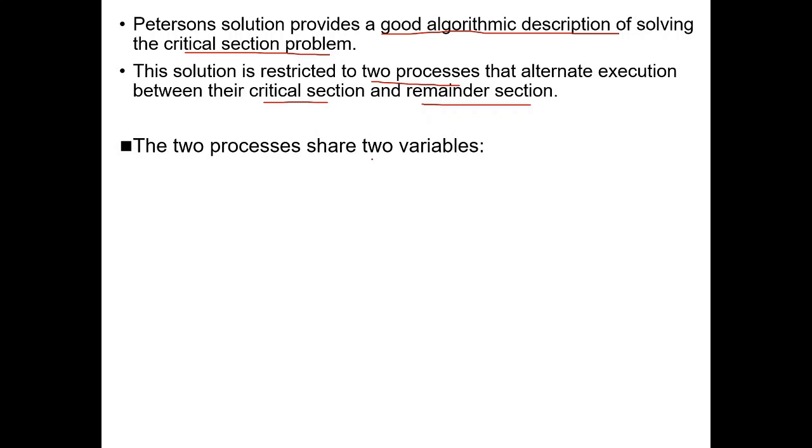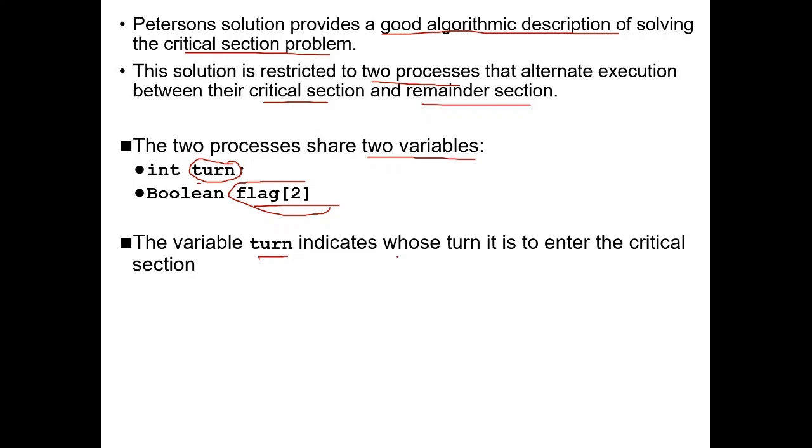The two processes share two variables. So in this algorithm, both processes are going to share two variables. The two variables which are used are turn and Boolean flag. In the previous algorithm we have used only the turn. Now in this algorithm we are also going to use the flag variable.